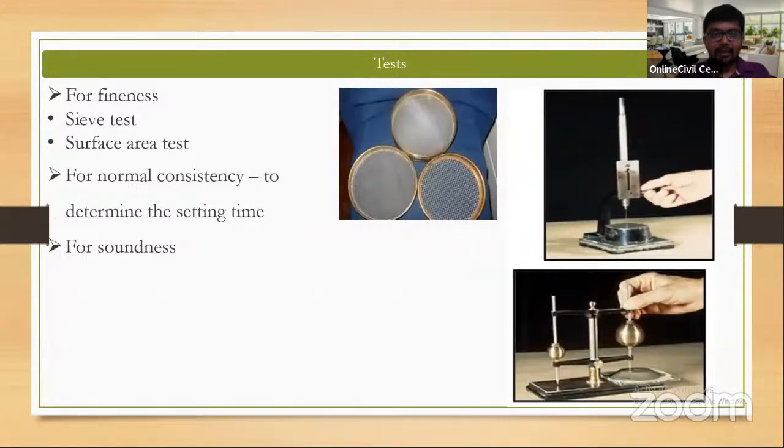So the tests for the cement: we have the fineness test, as we always know, which is done using the sieve. There is the surface area test, the consistency test to determine the initial and final setting time, and also the soundness test, in which you use the Le Chatelier apparatus to determine the soundness of cement.